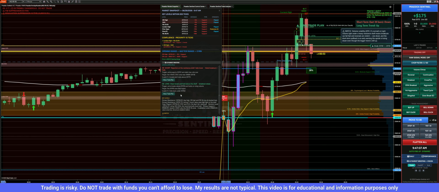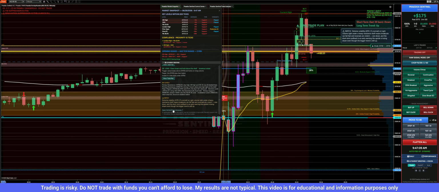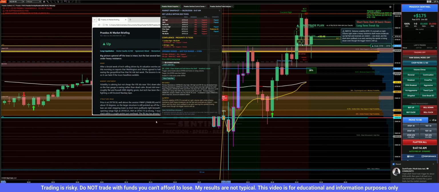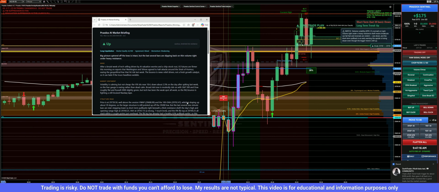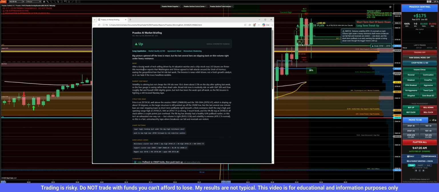And then it also gives you the full browser briefing, right? So if I move it to my browser, you can actually see the full briefing. If you'd like to print it or save these, you can look at it. All right, it tells you it's up, be cautious, it's stretching to resistance.